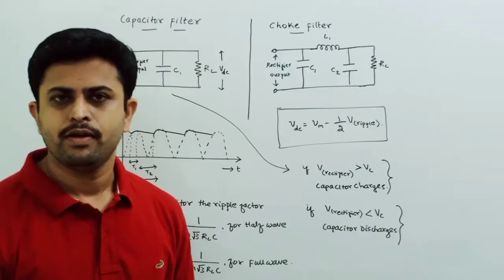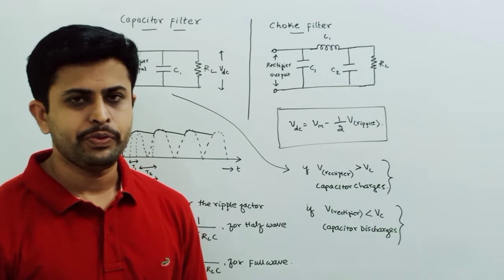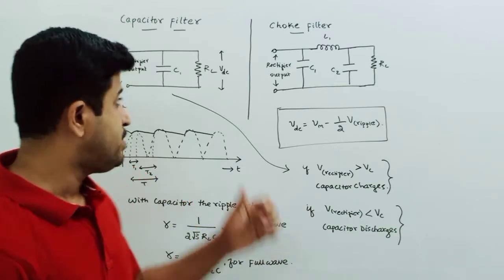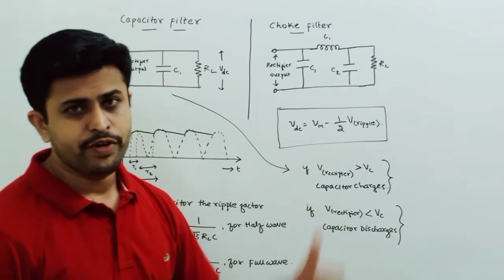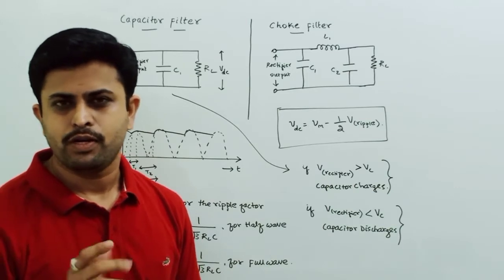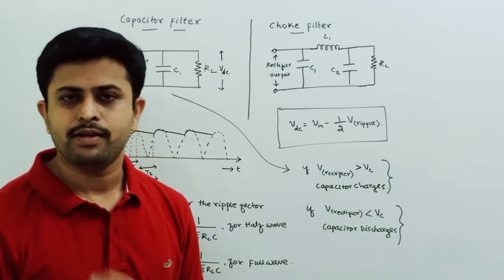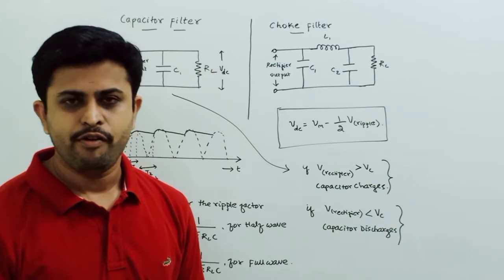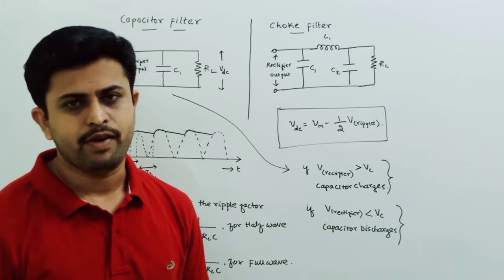In this video, we are going to learn about the capacitor filter as well as the choke filter, which are used for reducing the ripple content, the AC content, from the output of a rectifier circuit.